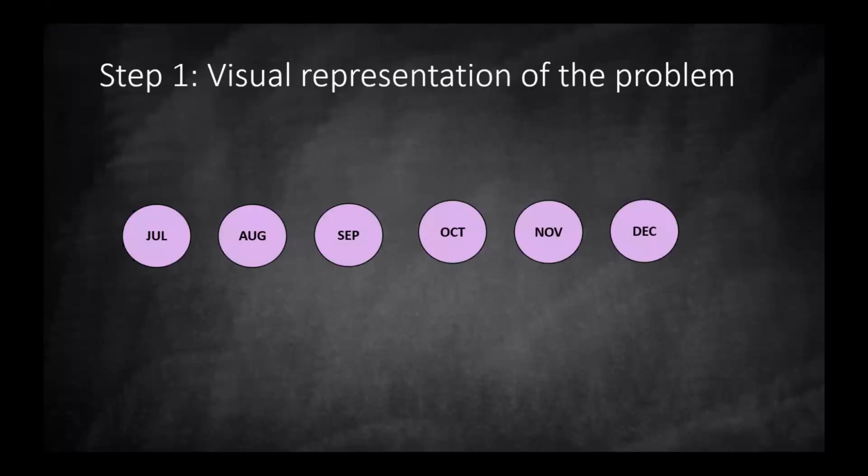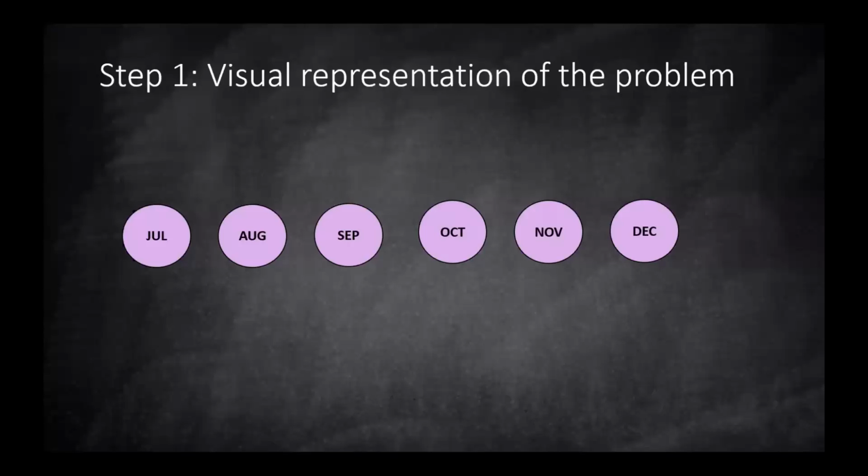So the story is telling us about a store that has certain requests to borrow a certain amount of cash. Also, they have revenues, and your goal is to minimize the borrowing cost. So first of all, let's visualize the story using pictures. So here we have months July to December.